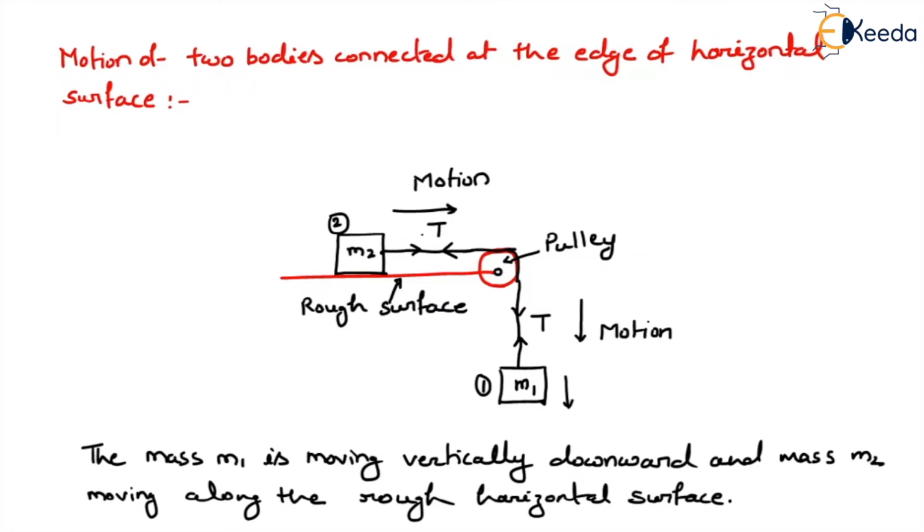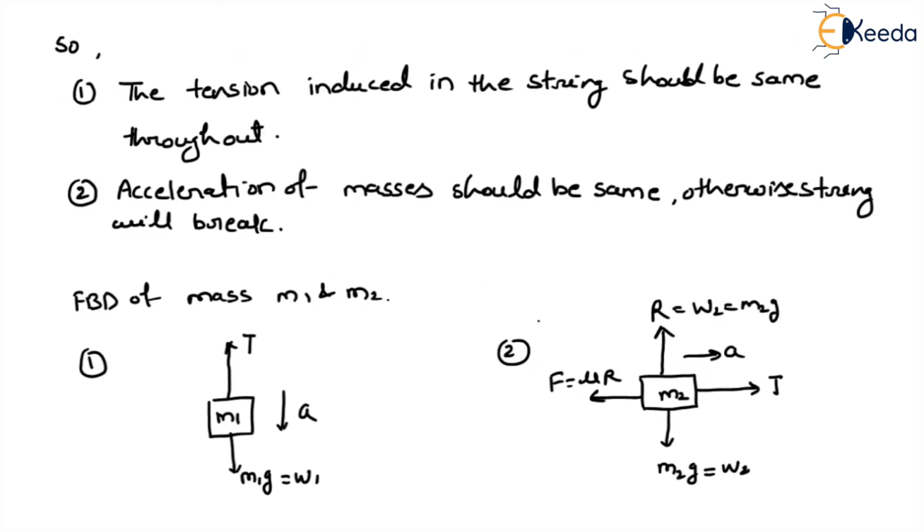So as per the motion, we will consider tension in the string because this string is connected with mass M1 also. So it will be subjected to tension at this part. And since this is moving on rough surface, we will consider friction force at this surface. So friction will act in opposite direction.